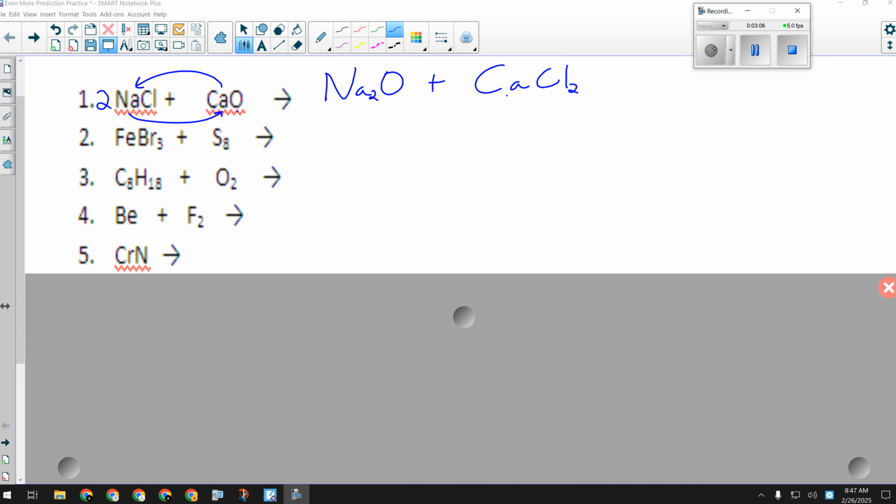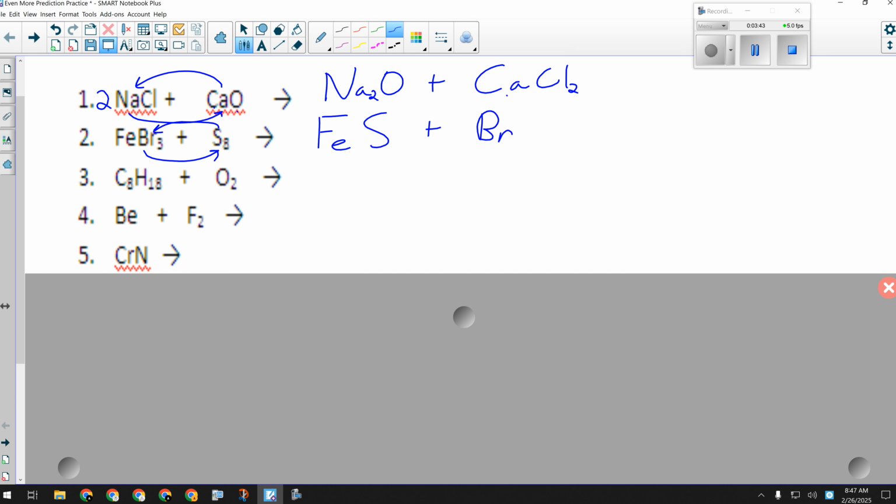Single replacement, yeah. Okay, in a single replacement, the pattern is that this element has to replace the part of the ionic compound that it is like. Since sulfur is a non-metal, that means it's going to swap out the non-metal. So sulfur and bromine are going to switch places. So that's meaning I'm going to have iron with sulfur and bromine by itself. Okay, so now I've used the pattern to figure out who goes with who and who winds up alone on the product side. Now I've got to check for special elements.